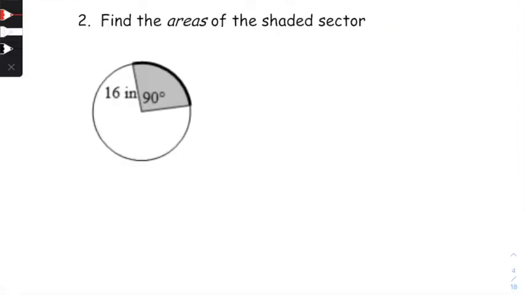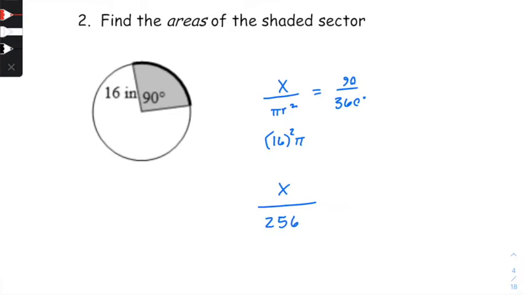Alright, so let's find the area of the shaded sector right here. You got this little piece right here that you're trying to find the area of, so we'll use the proportion that we had up above for that. So that'll be x, the area of the sector, over pi r squared this time. That's where it's a little different. And then equals your angle, 90 degrees, out of 360 degrees. Alright, so we'll plug in your 16 squared, and then we'll need that times pi. I think that's 256. So 256 pi.